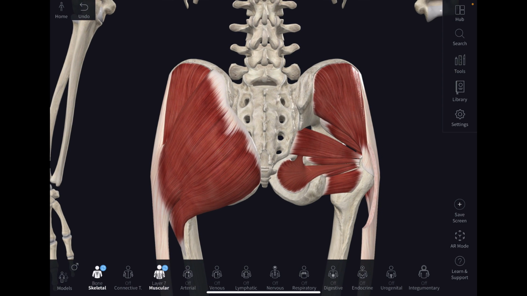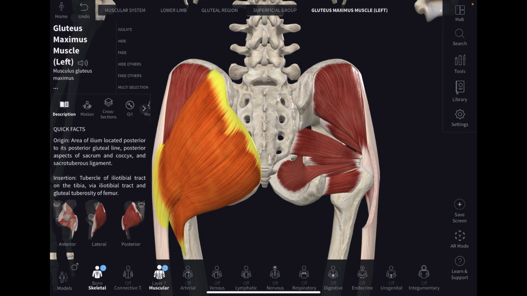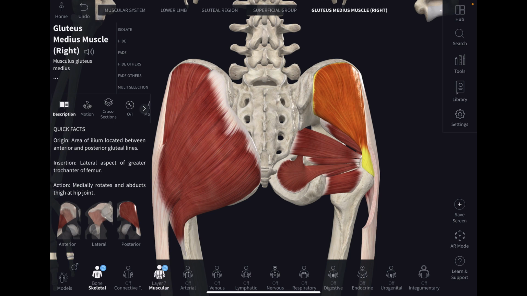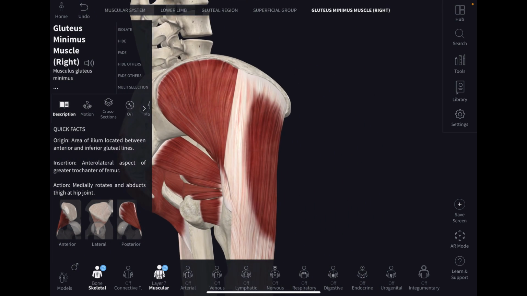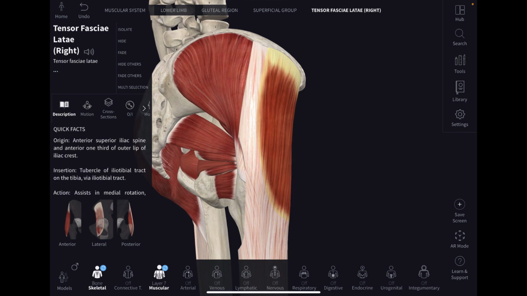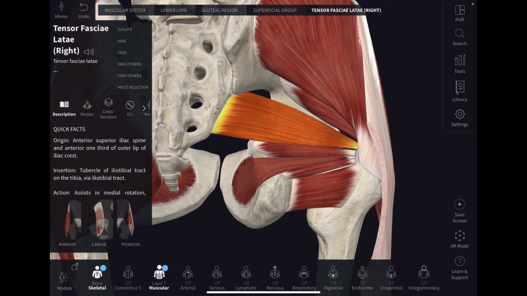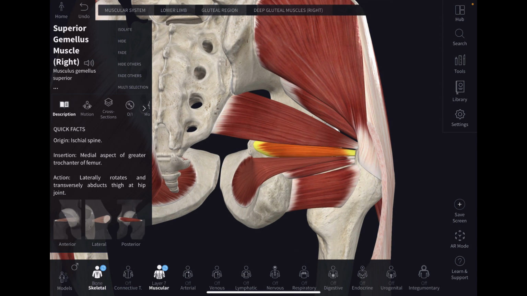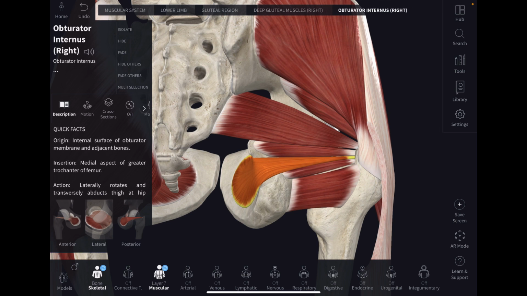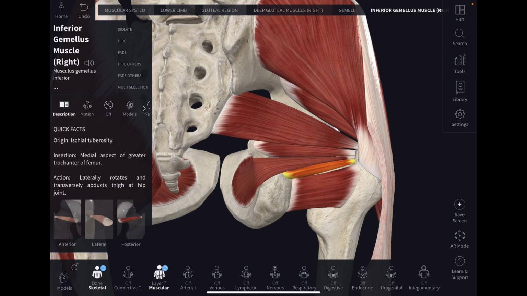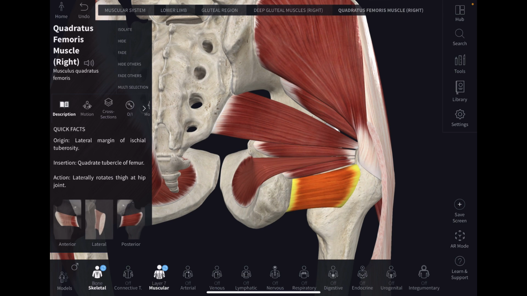The gluteal region has a superficial layer and a deep layer. The superficial layer includes gluteus maximus, gluteus medius, gluteus minimus, and the tensor fasciae latae, or TFL. Beneath that are the deep rotators: the piriformis, superior gemellus, obturator internus, inferior gemellus, and the quadratus femoris.